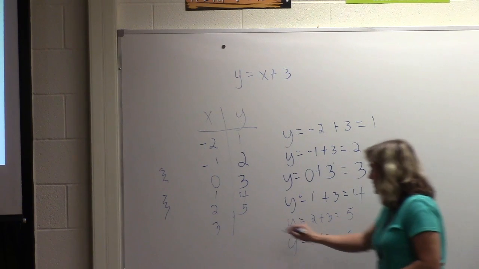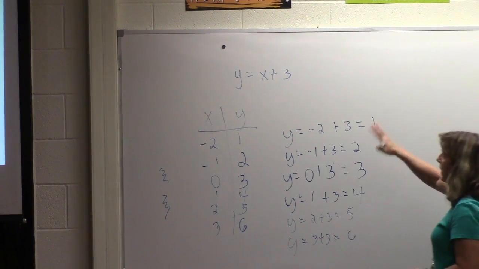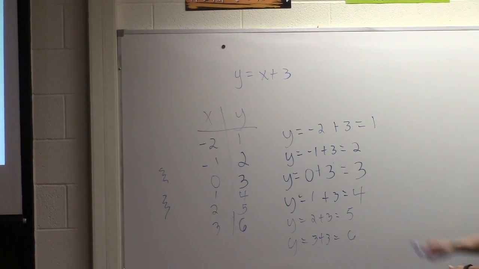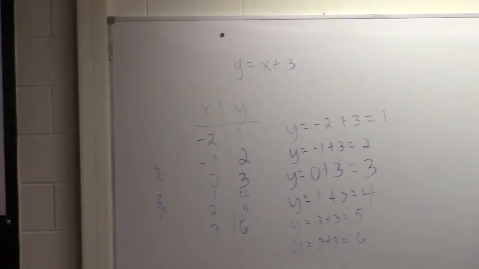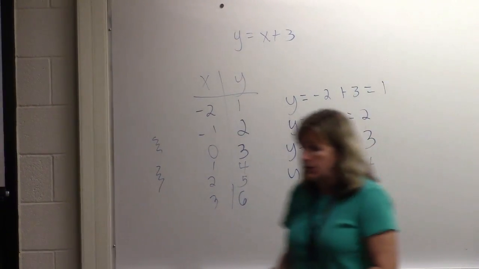That equals 6. Good. All right, so we've got our table of values. This is how we got them. We just substituted that x value in. Now we're going to graph it. That's the next thing that we're going to do.